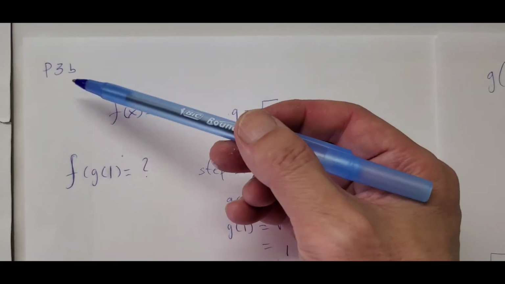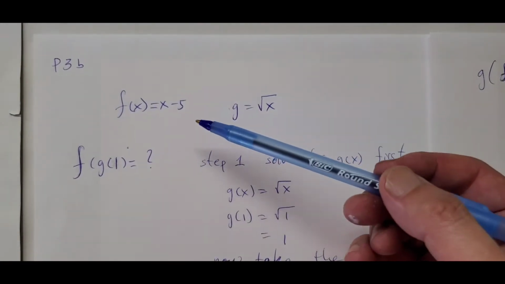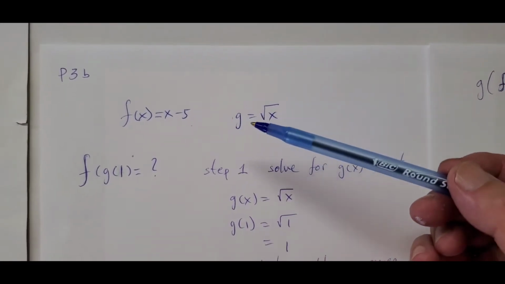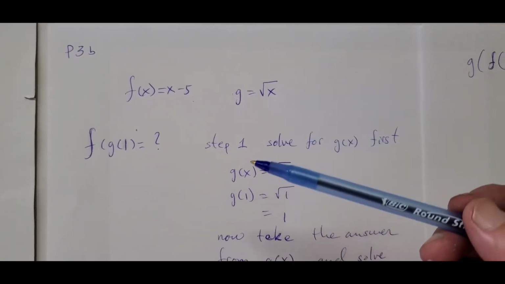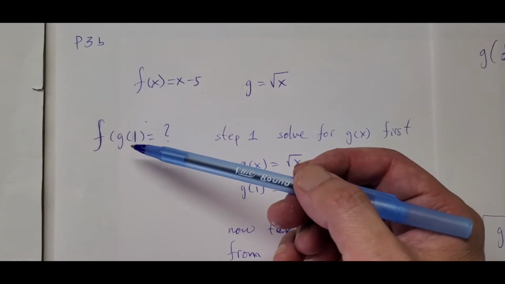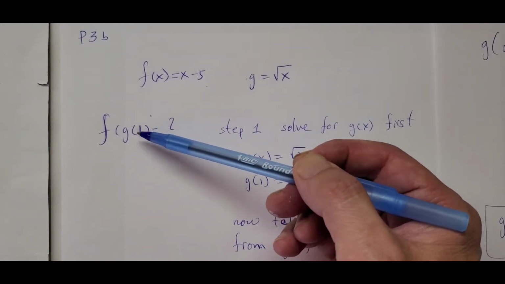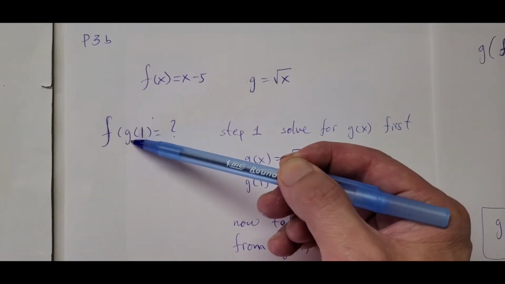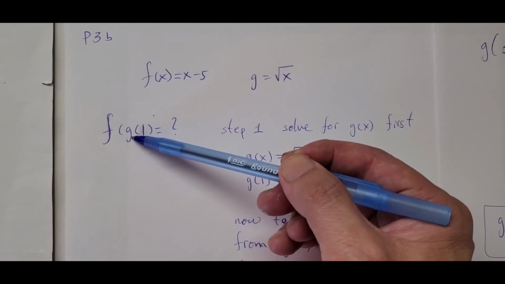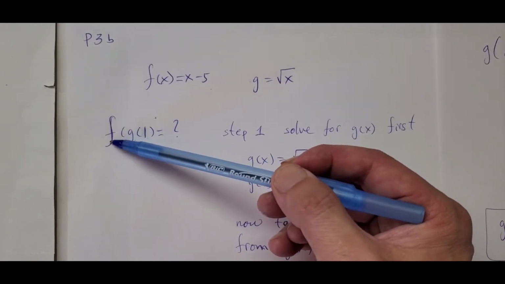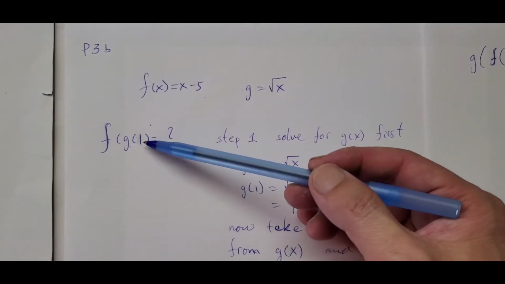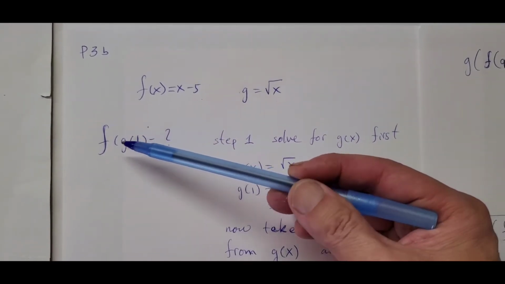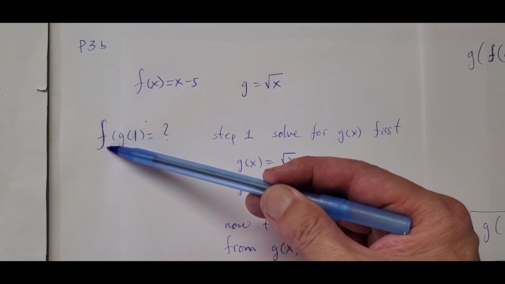This lesson is P3b. Here you have f of x equals x minus 5, and g of x equals square root of x. We want to know what happens when we put 1 in for g, find the answer for that, and then after that, put it in f. So one more time, we want to know the answer for g, and then the answer for f.